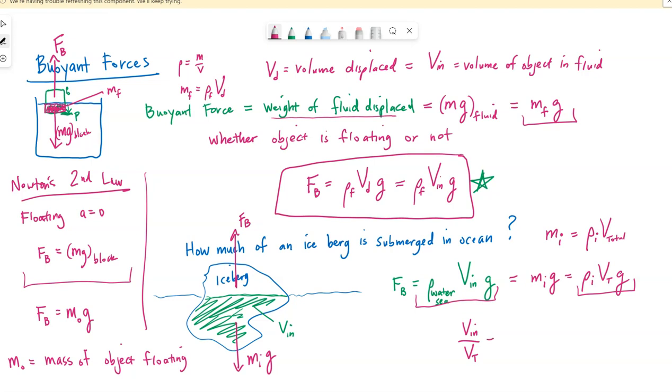So what percentage of the total volume resides in the water? I'm left with density of ice on the right, and I'll bring over the density of seawater. The g's cancel when we equate those two. So test notes: ice has a density of 920 kilograms per meter cubed. Seawater has a density of 1030 kilograms per meter cubed.